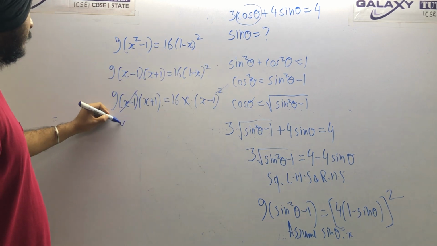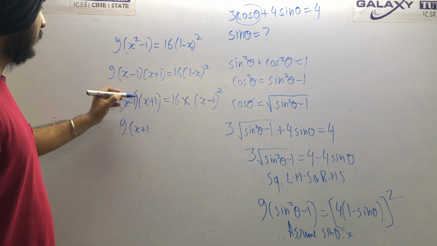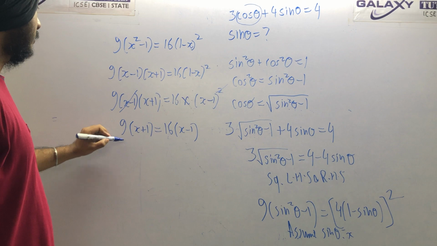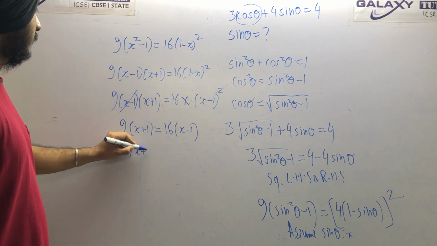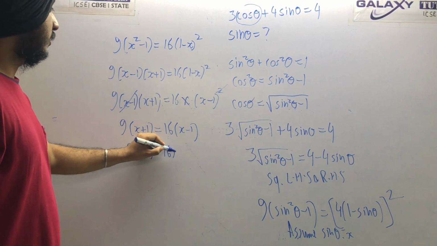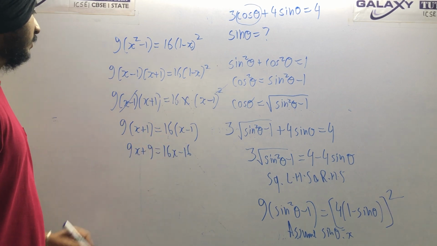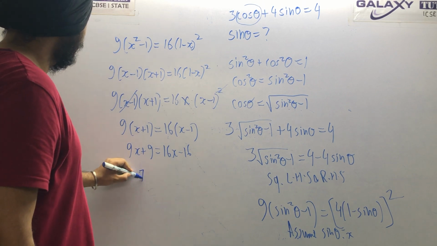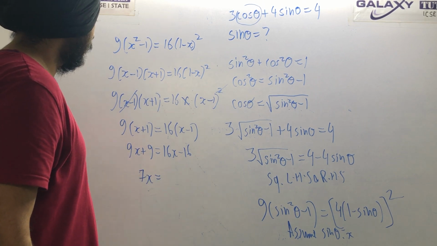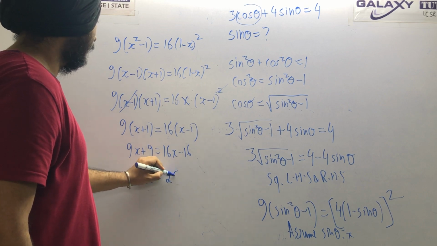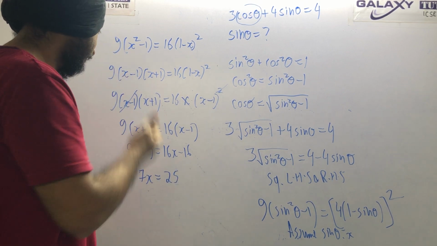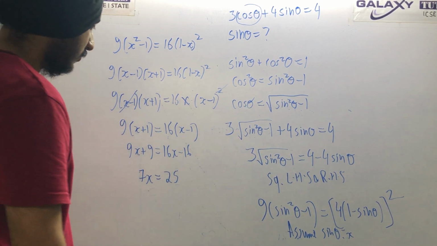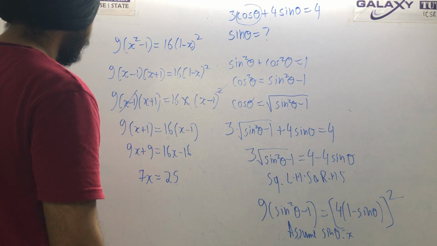So this equation will be 9 into x plus 1 is equal to 16 into x minus 1. So 9x plus 9 is equal to 16x minus 16. Just simplify this further. It will come out to be 7x is equal to 25. See, this goes here and this comes here.